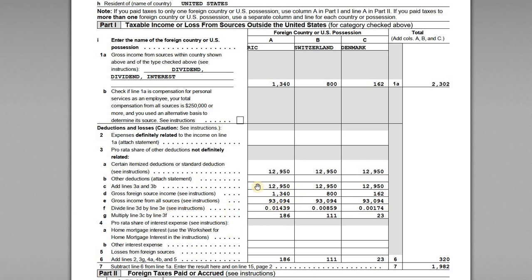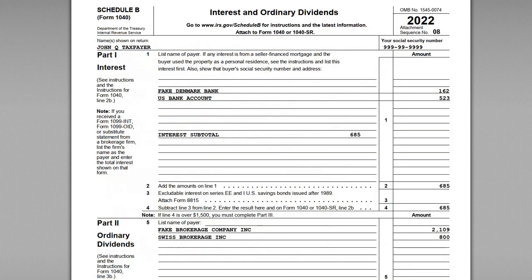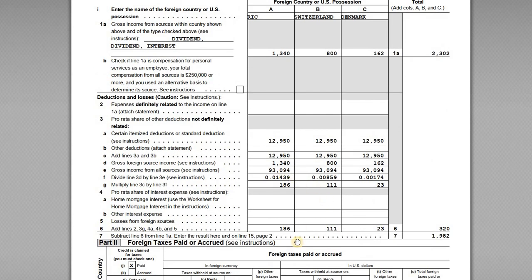Gross income from all sources, this comes from page 1 of his 1040. So if we jump up to page 1 of the 1040, his total income here on line 9, $93,094. That's what's reported on the 1116. Okay, so there's the 93,094. And then when we do the division, we're trying to figure out, what's the ratio of our foreign source income relative to the total? And so once we have that percentage, then we multiply the percentage. So multiply line 3C by line 3F. So 3C up here, the 12,950 by 3F gives us 186.